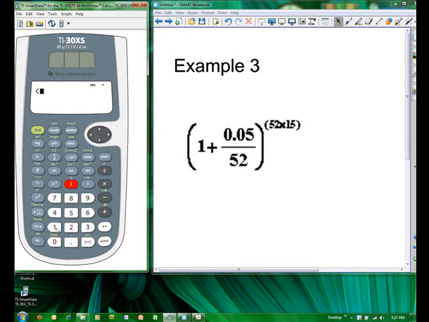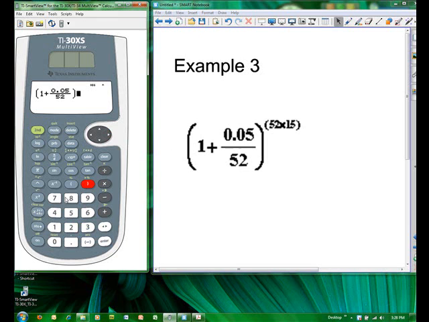Parenthesis, 1 plus n over d to get the fraction form, 0.05. To get to the denominator, I have to toggle down using the down arrow. 52. To get out of the denominator, I use my right arrow key and then I close my parenthesis.